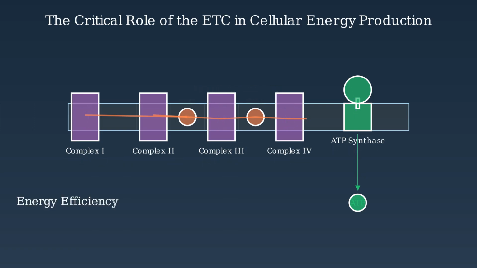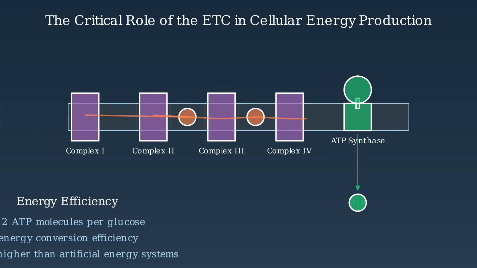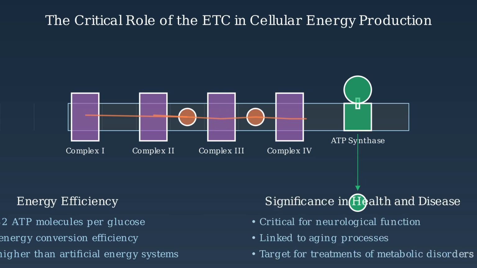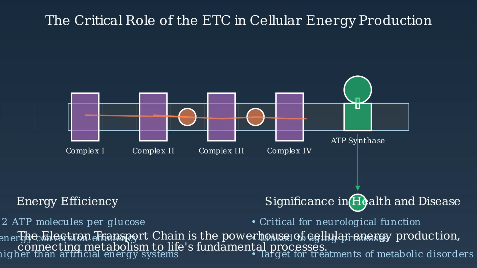The ETC efficiently converts energy from food molecules into ATP with an efficiency of about 40%, far higher than many artificial energy conversion systems. Understanding the ETC is essential for comprehending cellular metabolism, mitochondrial function, and many aspects of human health and disease. In summary, the electron transport chain is truly the powerhouse of cellular energy production, connecting metabolism to life's fundamental processes.